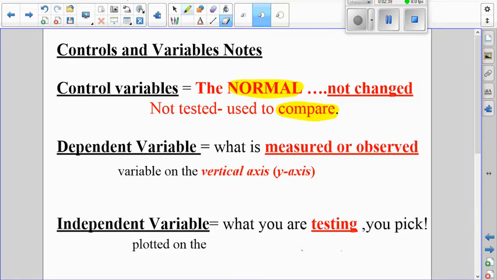So you make a change on purpose in the independent variable, and you ask, now what did that do to my dependent variable? The independent should always be placed on that horizontal axis, the x-axis. So when you guys are doing graphs later this week, independent always goes on the x-axis. Dependent will always go on the y-axis.